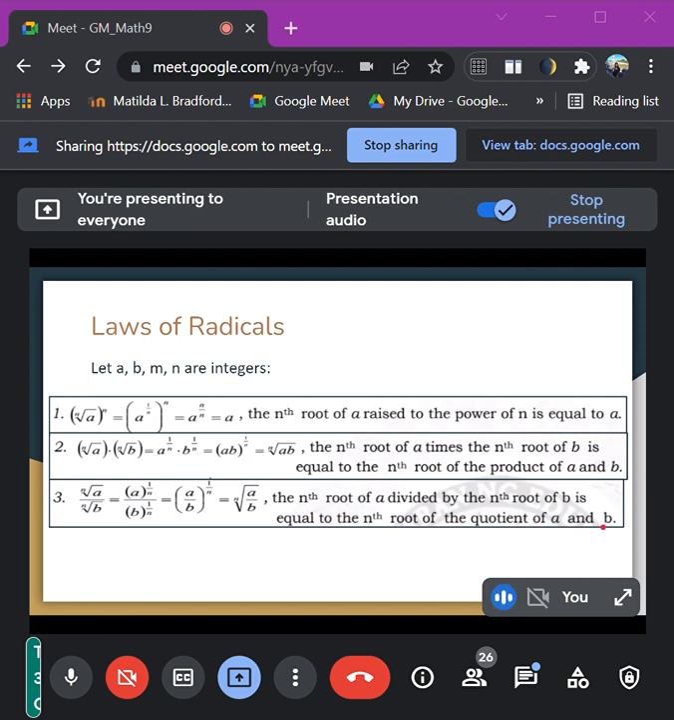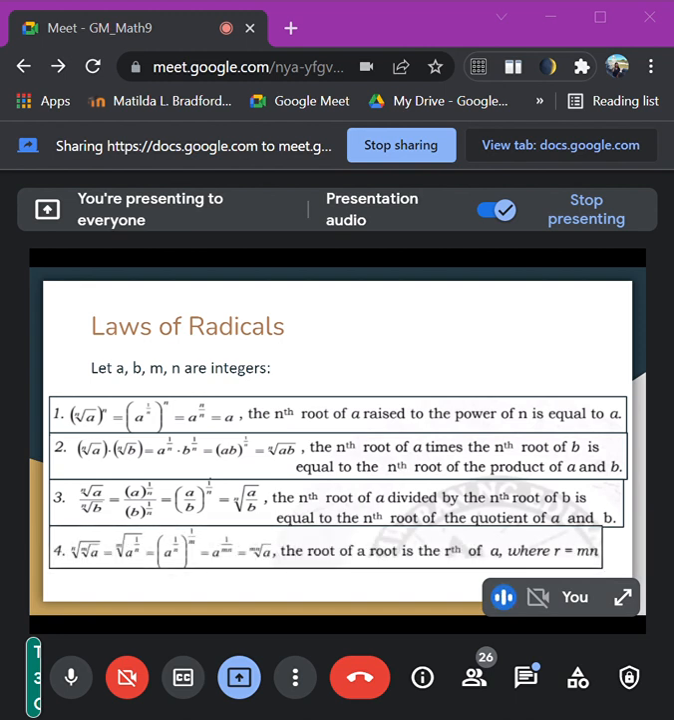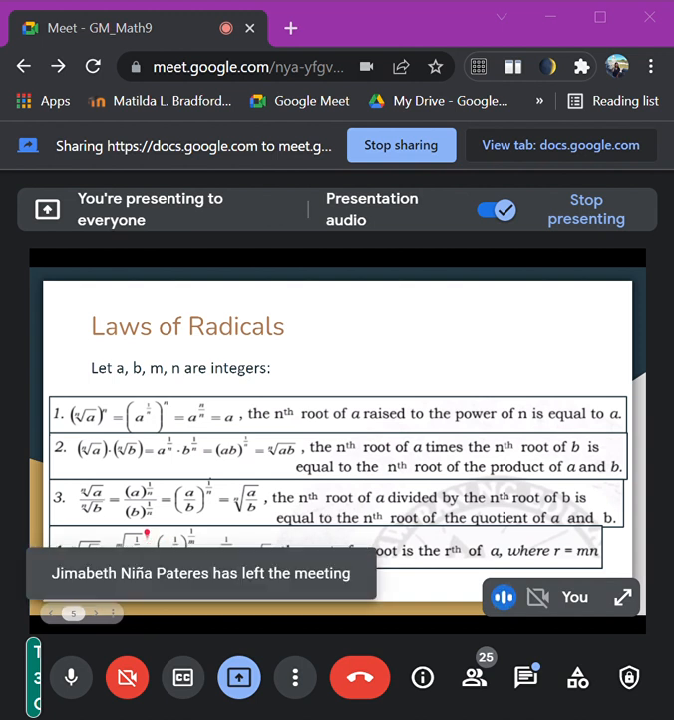So, if you notice, class, they are the same with the integral exponent laws. The same ra gyud siya. But this time ma-change lang nato siya into radical. And now, for the last one, you have there the nth root of m root of A is equal to m root of A raised to the power of 1 over N.